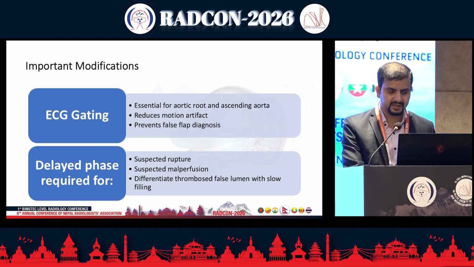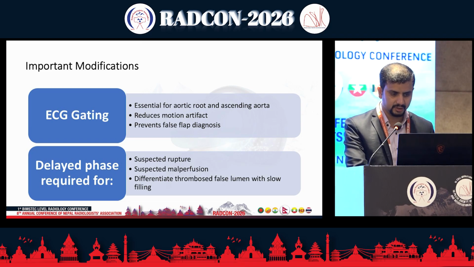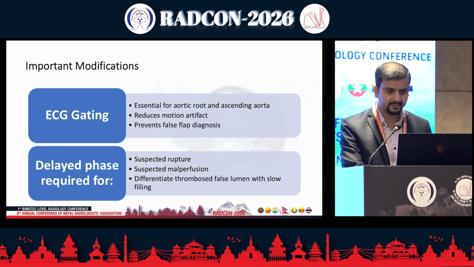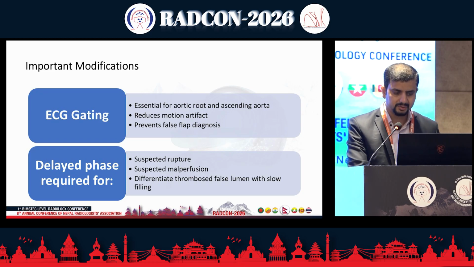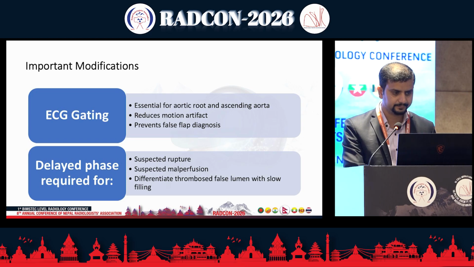Now the important modifications that can be made to the routine aortogram. First, ECG gating. It is essential when we want to evaluate the aortic root or ascending aorta, because it reduces motion artifact and helps prevent a false flap diagnosis. Also, the delayed phase is used when there is suspected rupture with delayed leak, suspected malperfusion to the visceral organs, and also to differentiate a thrombosed false lumen from slow filling of the false lumen.